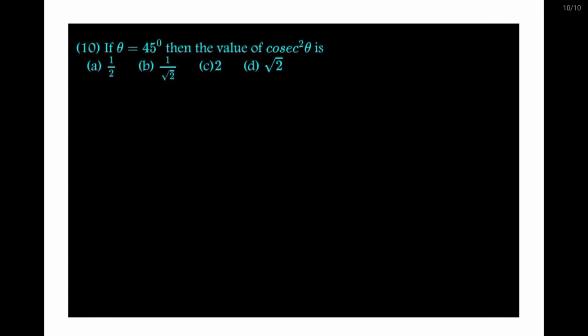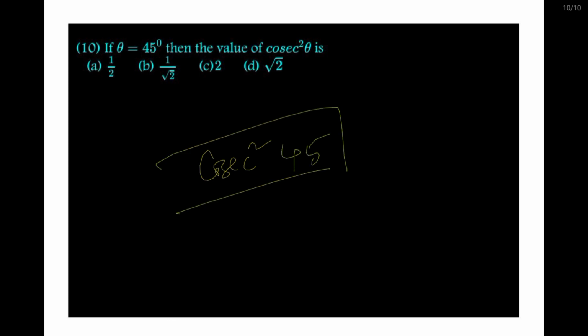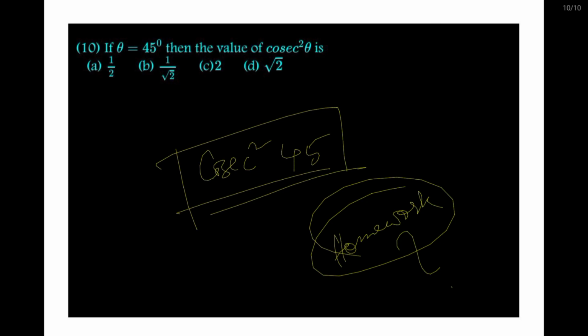Let's move on to the next question, and it is the last question. If theta is equal to 45 degree, then the value of cosec square theta is equal to what? So theta is given as 45 degree, and cosec square theta is nothing but cosec square 45 degree. Find it yourself. This is the only question for you, your homework. That's all.